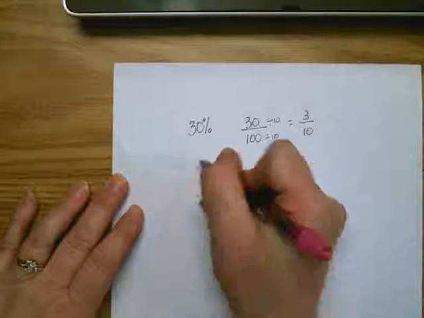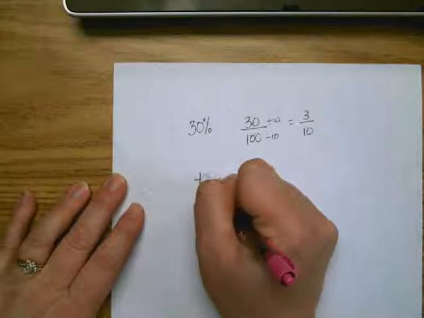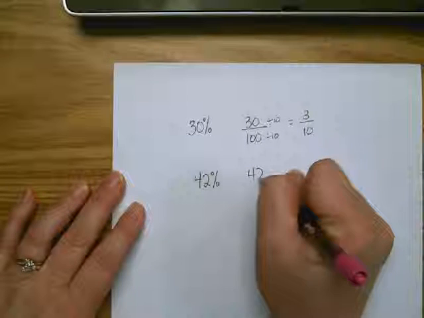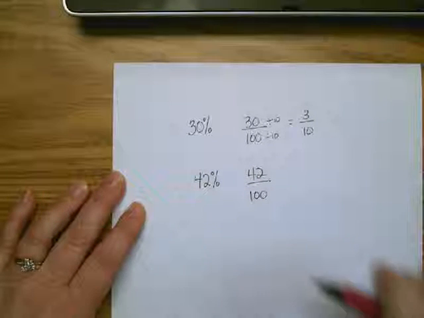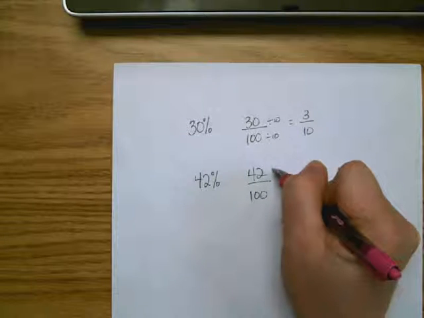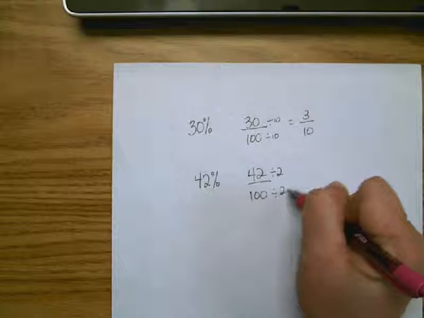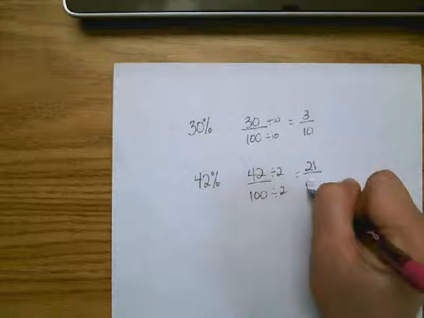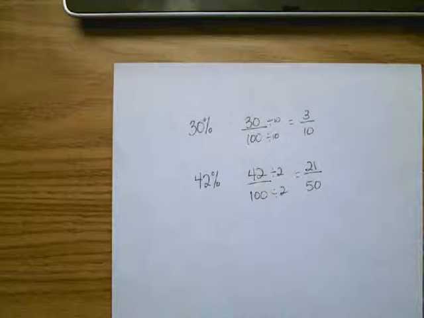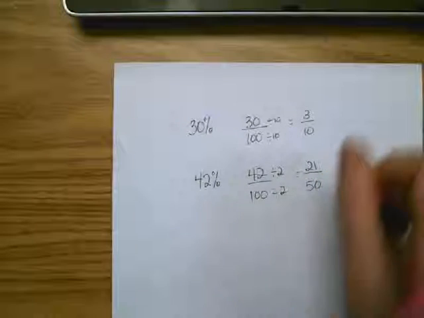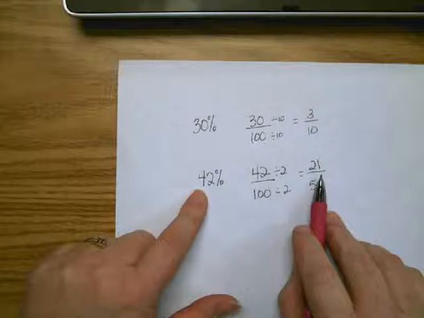What if I have 42%? Well, 42% would be 42 out of 100. Again, not happy with it because I can reduce it. I can divide by 2. If I don't know anything else and they're both even, I could divide by 2. And I would have 21/50. I think I'm done because there is nothing that would divide evenly into both 21 and 50. So this would be my fraction. 42% would be 21/50.